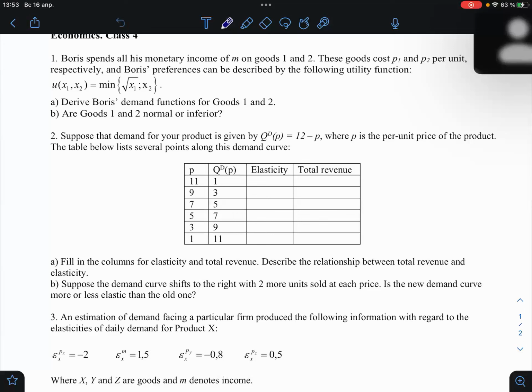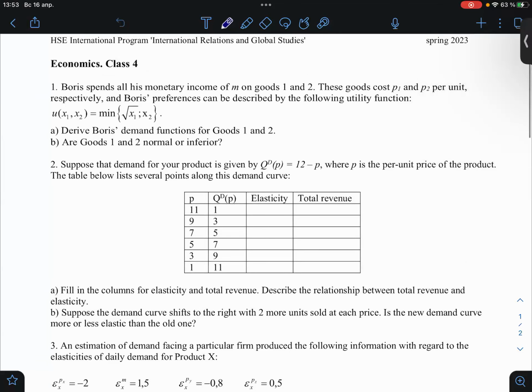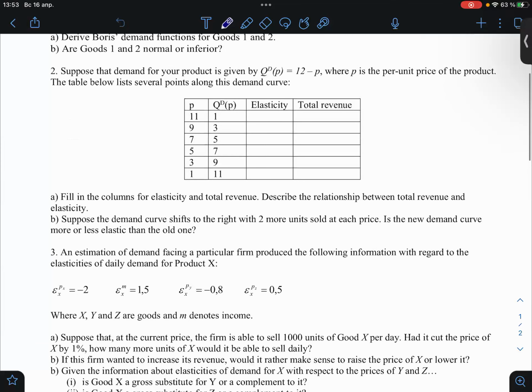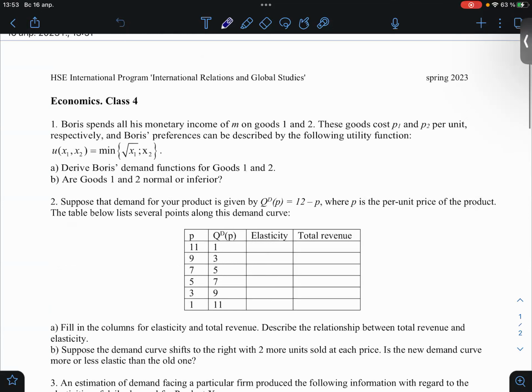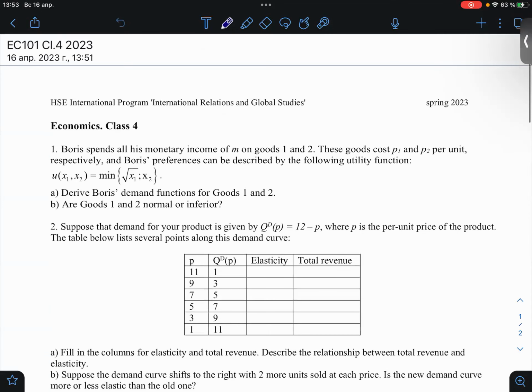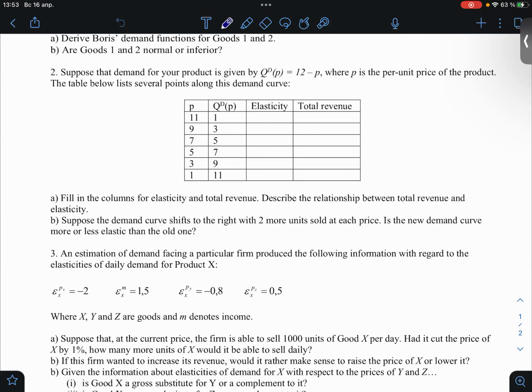Okay, buongiorno ragazzi. Today I will explain to you how to solve the second, third, and fourth problems from the fourth class. So today we'll speak about elasticity.